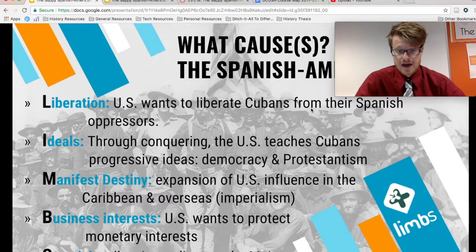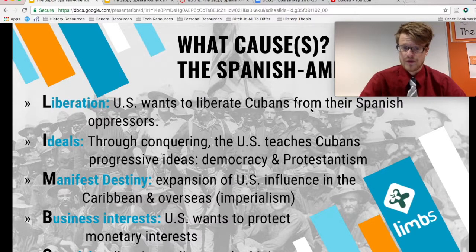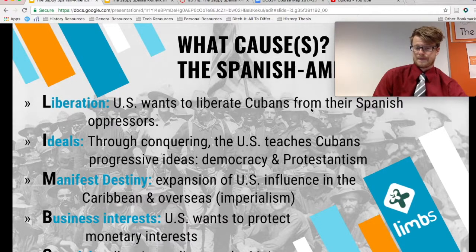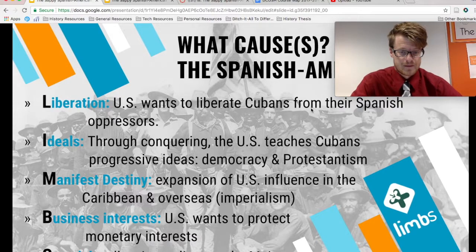And then that ties into I, which is ideals, and that through conquering, the U.S. can teach Cubans progressive ideas, such as democracy, Protestant Christianity, etc., etc. So a little bit of healthy manifest destiny, and also kind of Victorian values, like "we will improve you" kind of thinking. And again, there's M, manifest destiny. So that's our next one: expansion of U.S. influence in the Caribbean and overseas. And we're going to start to talk about imperialism. The beginning of empire.